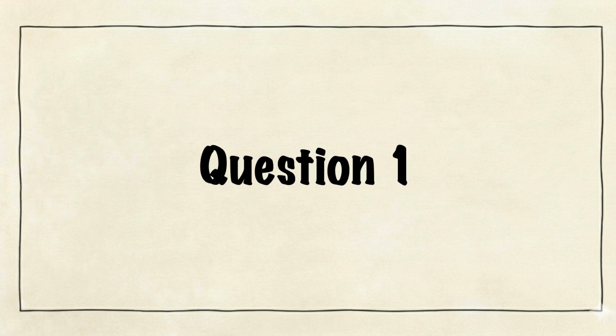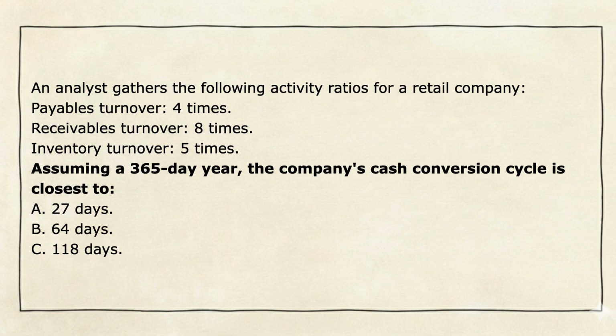Question 1. An analyst gathers the following activity ratios for a retail company. Payables turnover, 4 times. Receivables turnover, 8 times. Inventory turnover, 5 times. Assuming a 365-day year, the company's cash conversion cycle is closest to: A. 27 days. B. 64 days. C. 118 days.